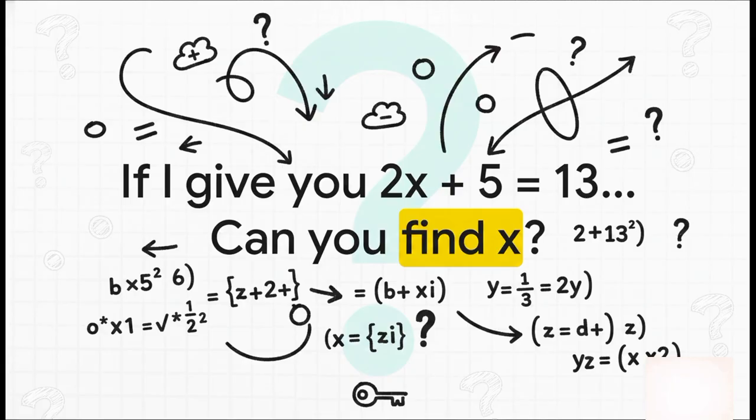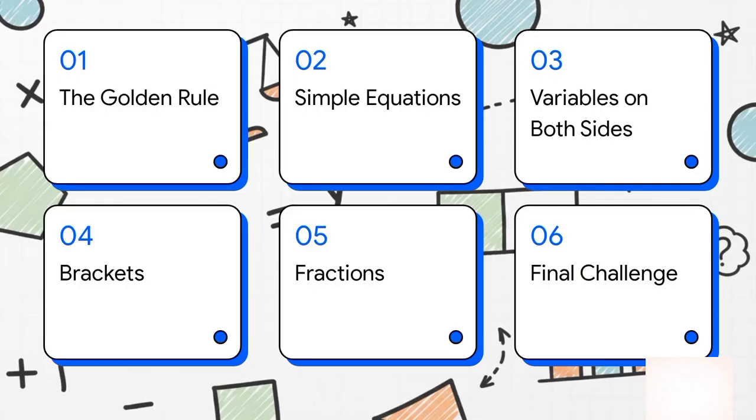But what happens when the equations get, well, sticky? When there are fractions and brackets and variables flying all over the place. That is exactly where so many students just hit a brick wall. But not us, not today. Today, we are unlocking the exact, absolutely foolproof method that works for every single linear equation, no matter how nasty it looks.